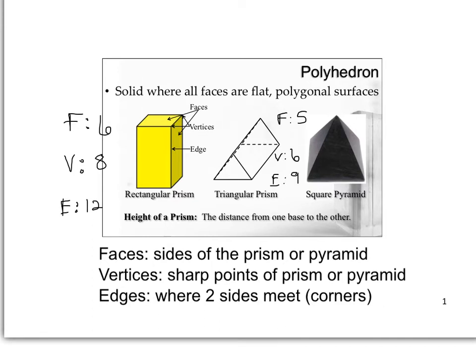Now, the square pyramid, the faces, the vertices, and the edges. There are 5 faces, there are 5 vertices, and there are 8 edges as you look at those.